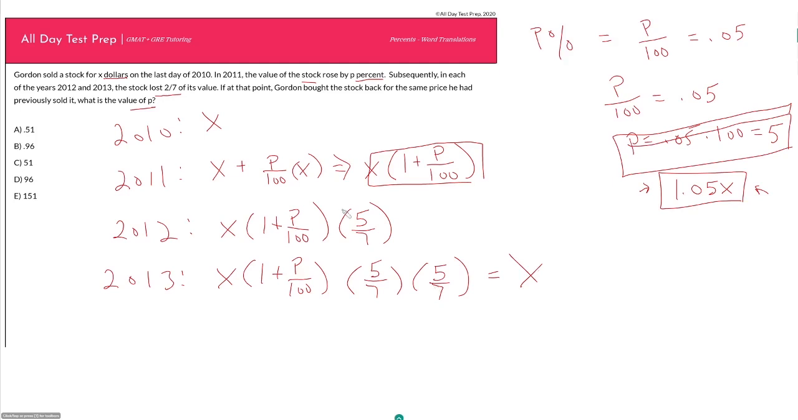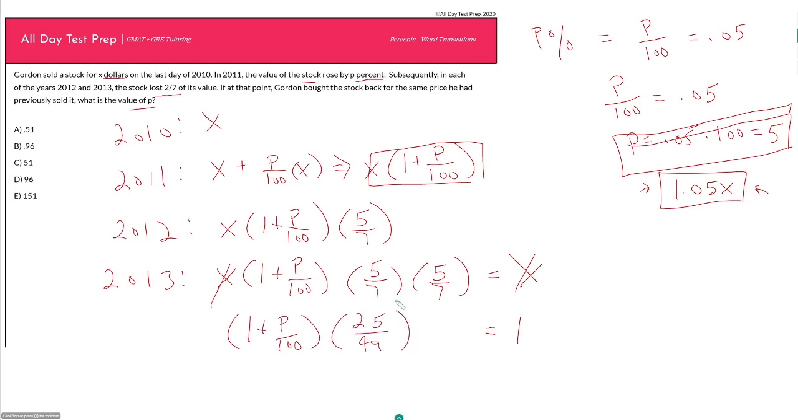And so one thing you might notice is we have two variables in our equation, and we want to solve for one of them. And normally you would need two equations to solve for two variables unless one of those variables cancels out. So the first thing I'm looking for is I want to see if my X does in fact cancel out here, because I don't think we can make any more equations. We have incorporated all of the information given to us. But sure enough, it looks like if I divide each side by X, my X goes away, and this just becomes 1 here. So I'm left with 1 plus P over 100. This is 25 over 49. This 25 over 49 is equal to 1.